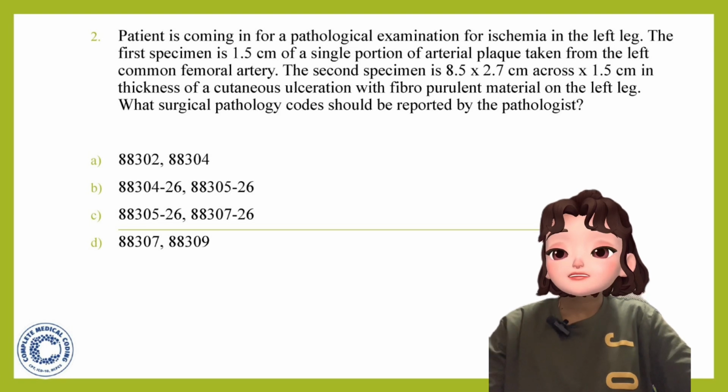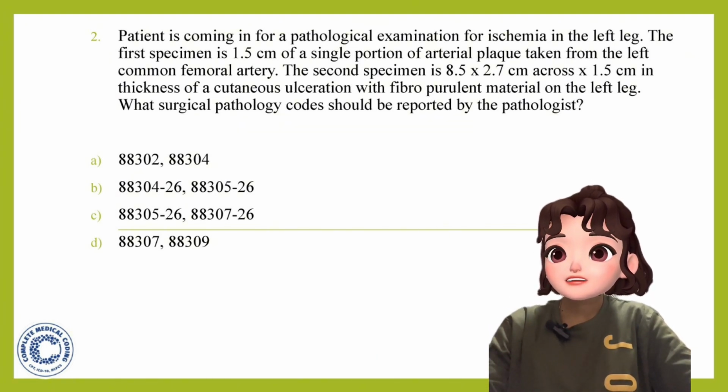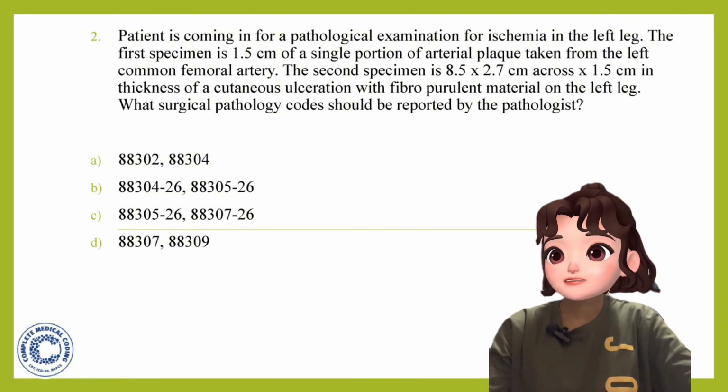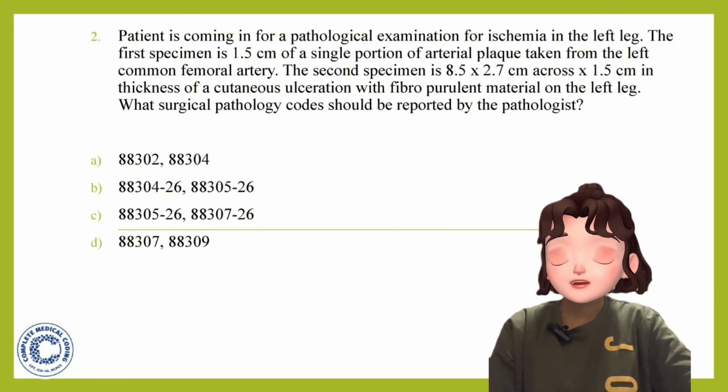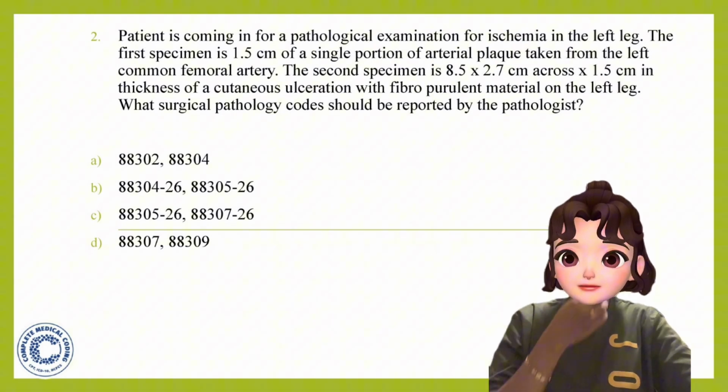Now moving to the second question. The patient is coming in for a pathological examination for ischemia in the left leg. The first specimen is 1.5 cm of a single portion of arterial plaque taken from the left common femoral artery. The second specimen is 8.5 by 2.5 cm across, 1.5 cm in thickness, of a cutaneous ulceration with fibropurulent material on the left leg. What surgical pathology codes should be reported by the pathologist?